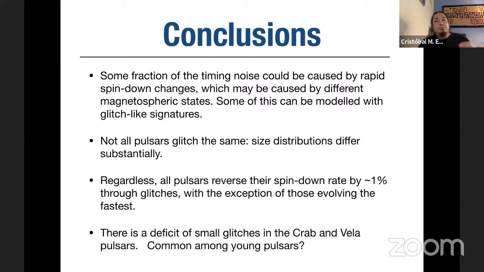That means that perhaps you can also use delta nu steps at some point. And then, not all pulsars glitch the same. We saw that they might have different size distributions. Regardless of the size, they all seem to reverse their spin-down rate by about 1% via glitches. And finally, there's a real deficit of small glitches in the Crab and Vela pulsars. The question is whether that is a common behavior among young pulsars or not. And well, that's it. Thank you very much.